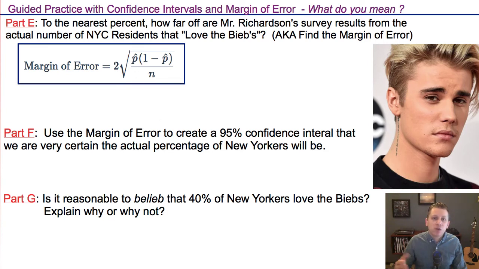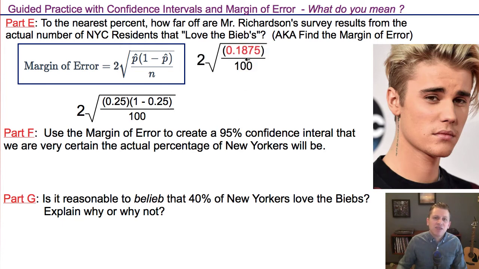Well, p hat is going to be 25%, or 0.25, and n was the 100 people we asked. So we just plug that into the formula. When I calculate this, I like to do it in multiple steps. The first step I do is I do this product in the numerator. Then I'll do the division of the numerator divided by the denominator. Finally, I do the rest in one piece, making sure I have parentheses around the radicand.